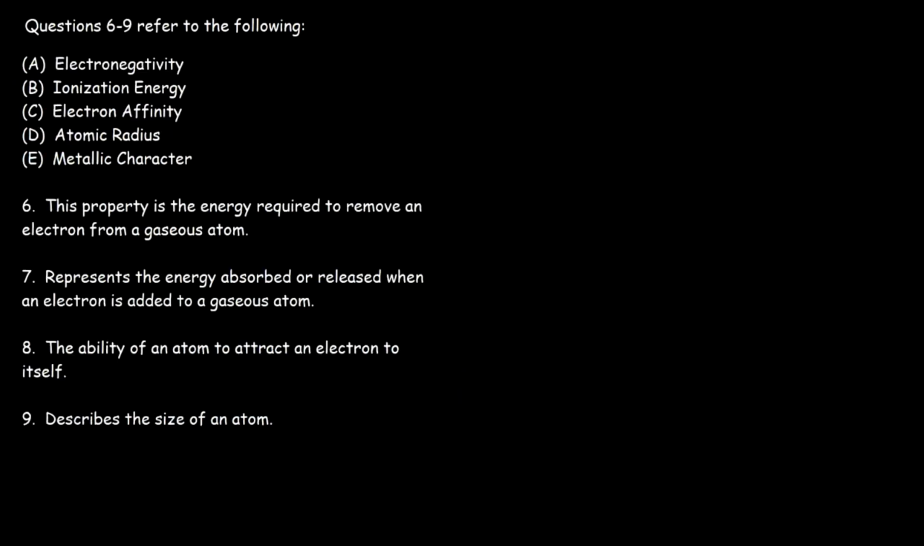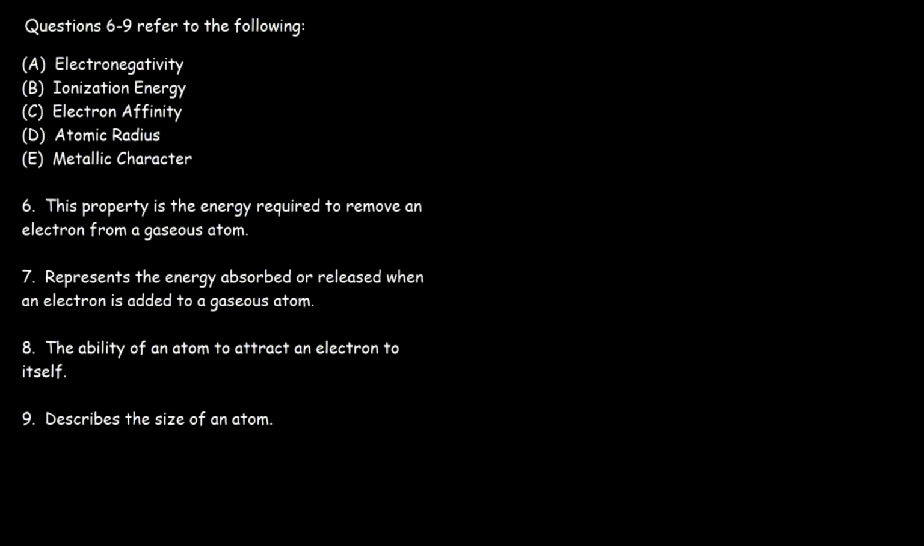Now let's move on to our next set of questions. Number 6. This property is the energy required to remove an electron from a gaseous atom. So would you say that is electronegativity, ionization energy, electron affinity, atomic radius, or metallic character?